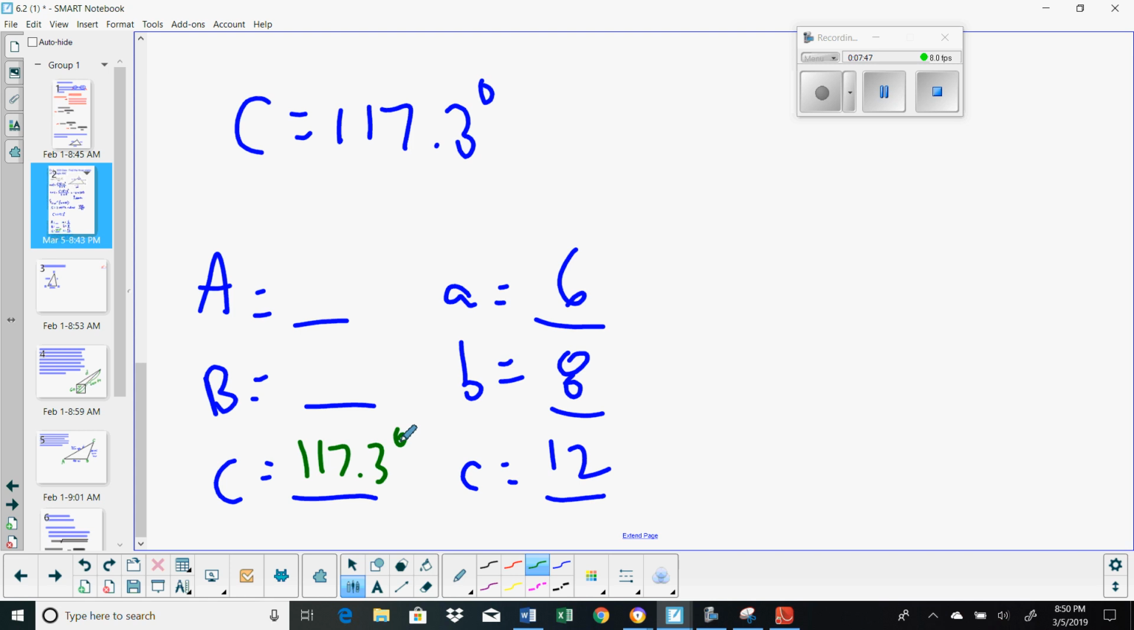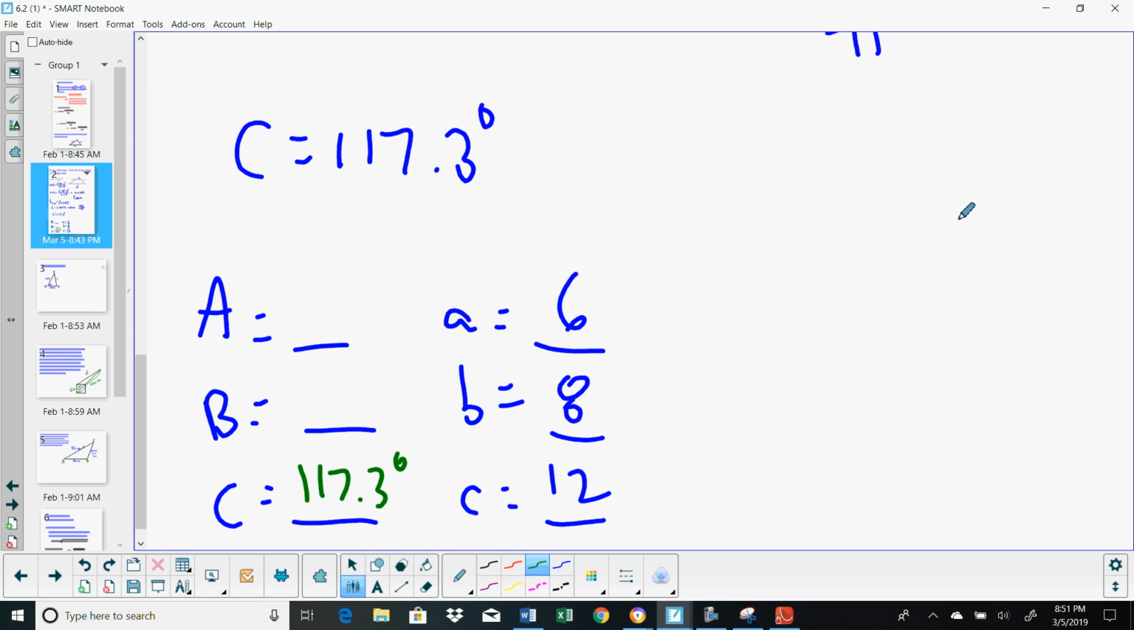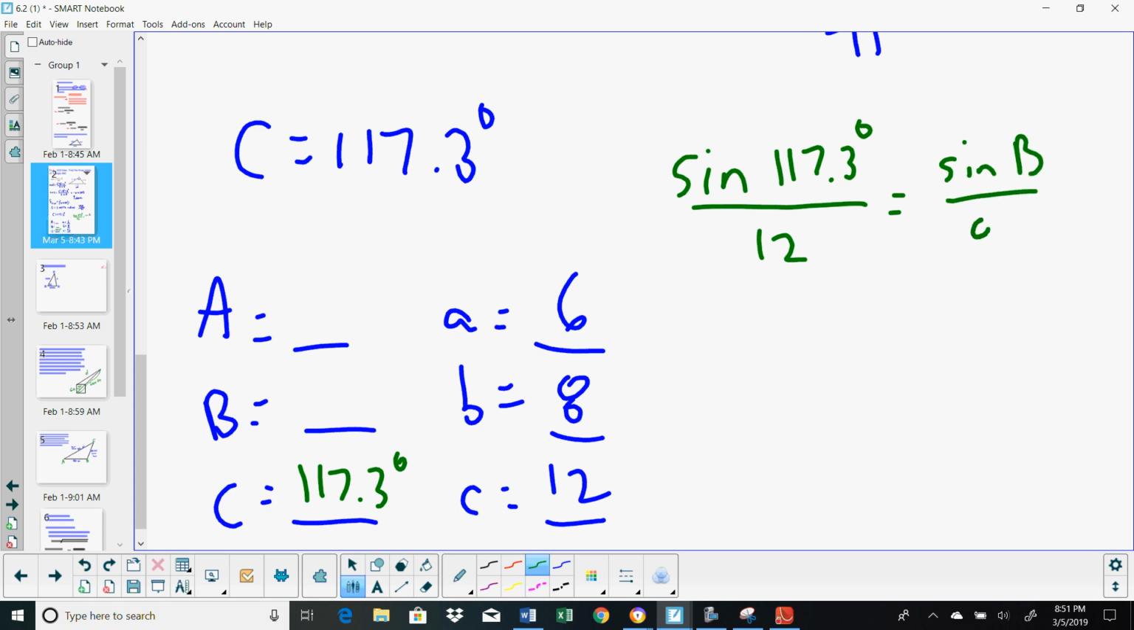117.3 degrees. We could use law of cosines again to help us find angle A or angle B, but really at this point it's probably easier to just switch over to law of sines. So let's do that. Let's say we're trying to find angle B next. If we're using law of sines, we can say sine of 117.3 degrees over 12 equals sine of angle B over 8.